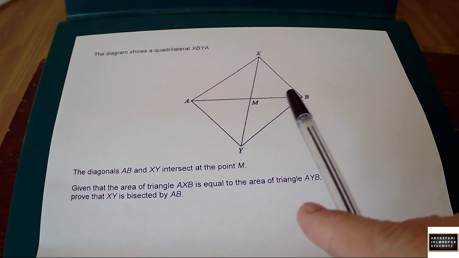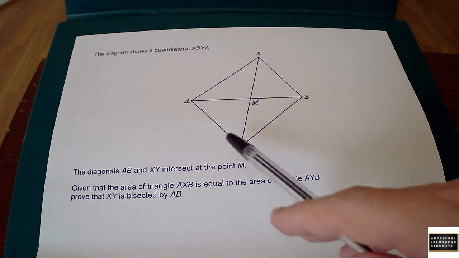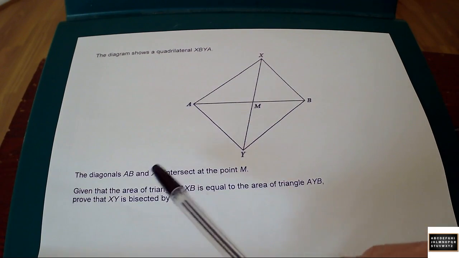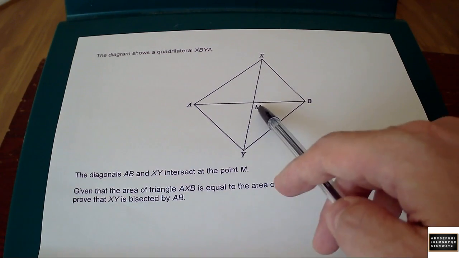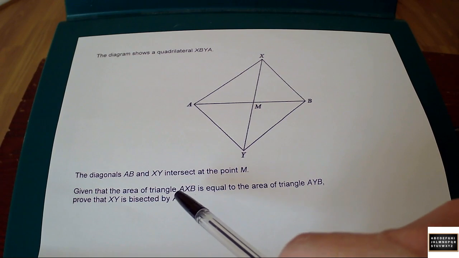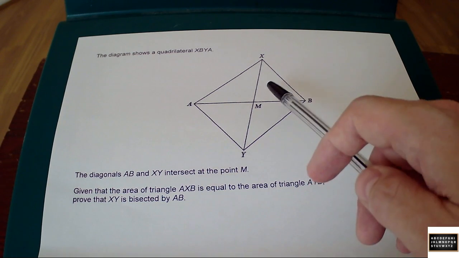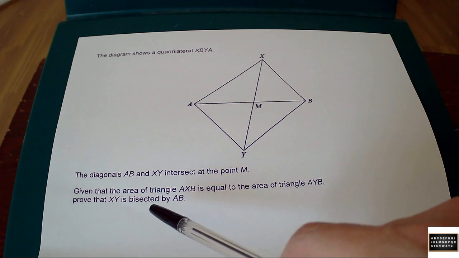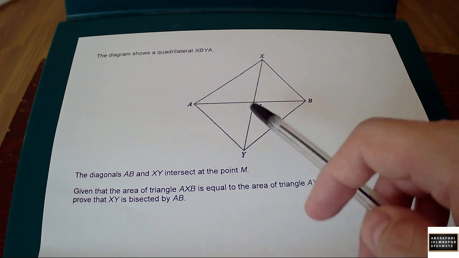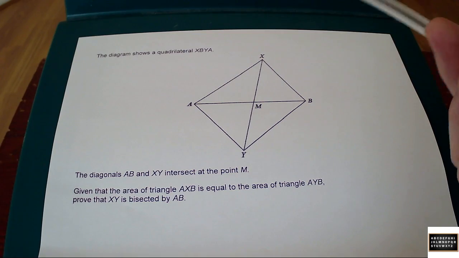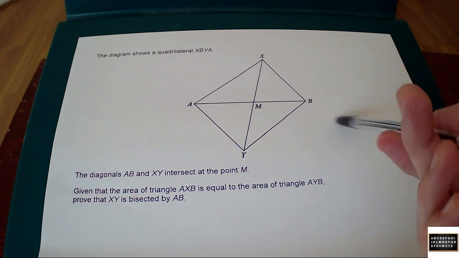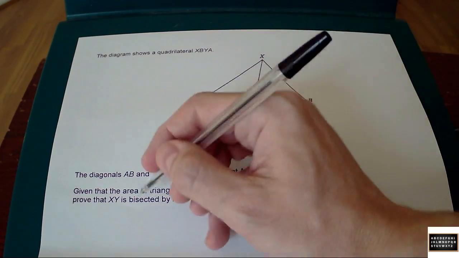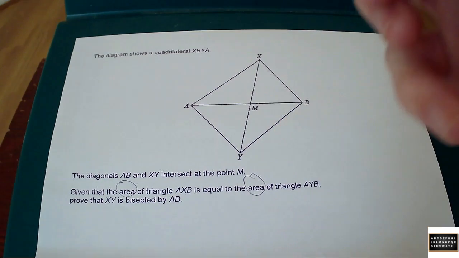So it talks about the quadrilateral XBYA, that's this thing, XBYA. AB and XY intersect at the point M. It's telling you the area of triangle AXB, so this one here is the same as the area of this triangle here. And it says prove that XY is bisected by AB. So it's just very minimal information, isn't it? It's not very much they're giving you. They are telling you about area though, and that's the key.